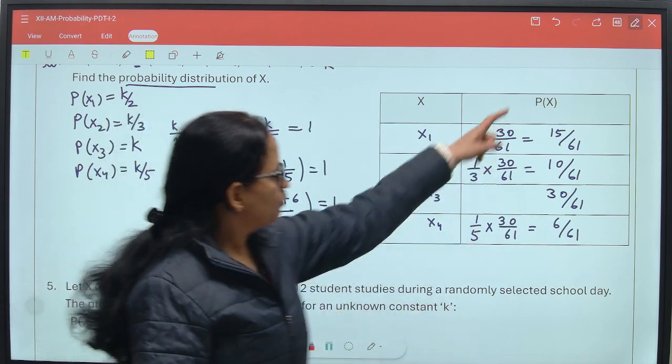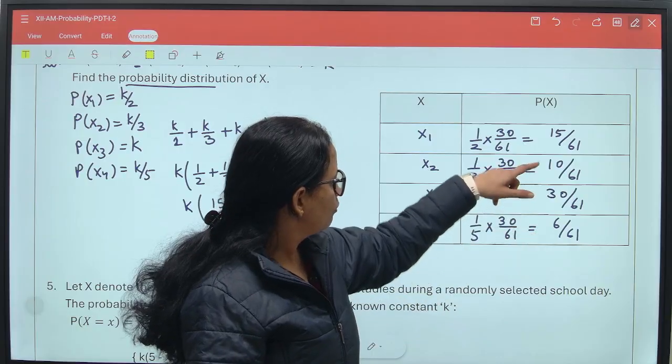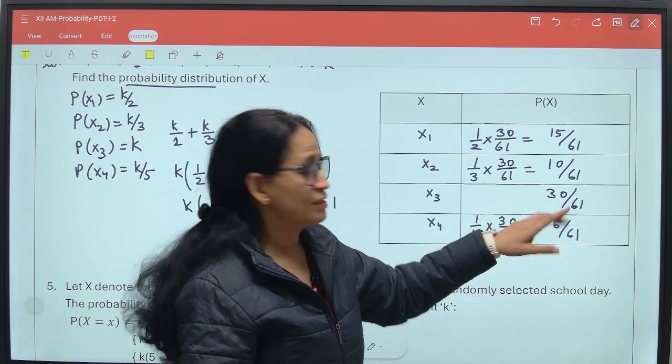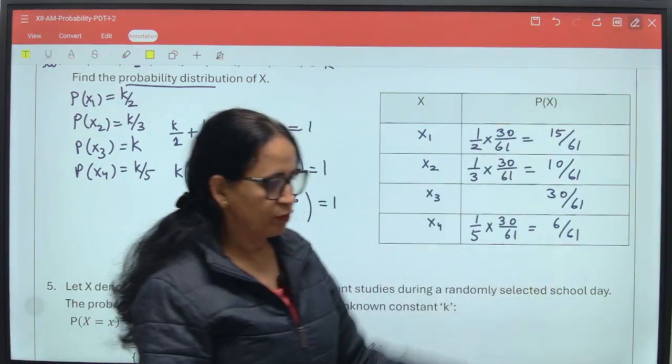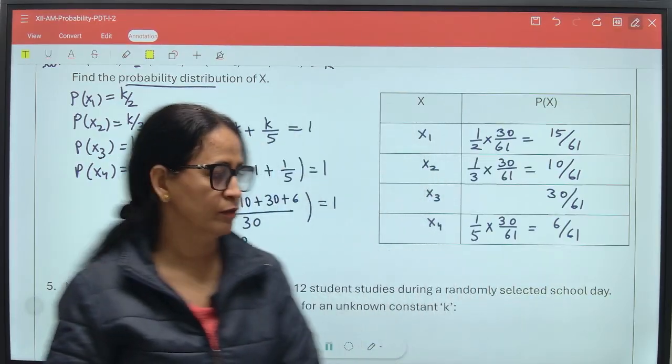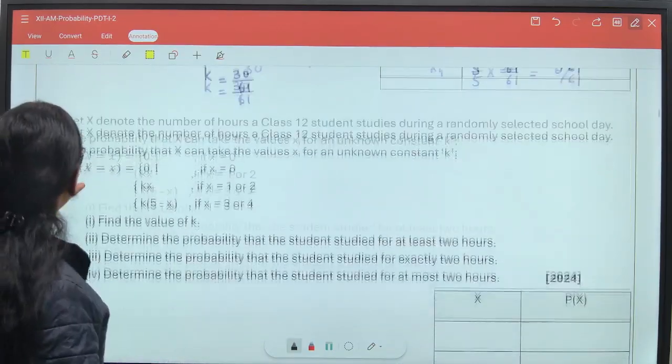Now the sum of these probabilities is, see, 30, 40, 50, 61, 61 by 61, that makes it 1. So the sum of the probabilities is all 1 here. Next, let's come to the next question.